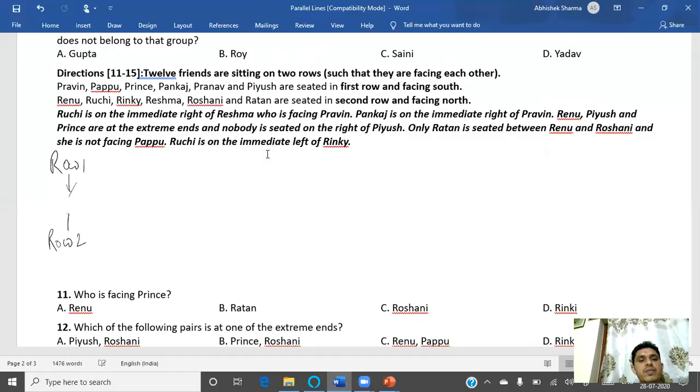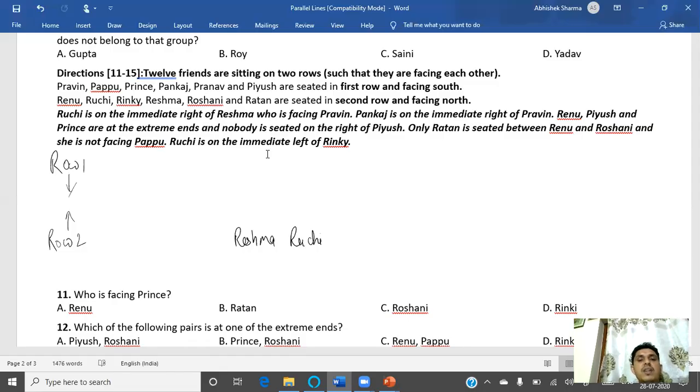That means the people facing in row 2 are facing toward north. Thereafter, if we go through the statements, Ruchi is on the immediate right of Reshma. Ruchi is obviously in row 2, right? So if we place Reshma here, Ruchi must be here, on the immediate right of Reshma.